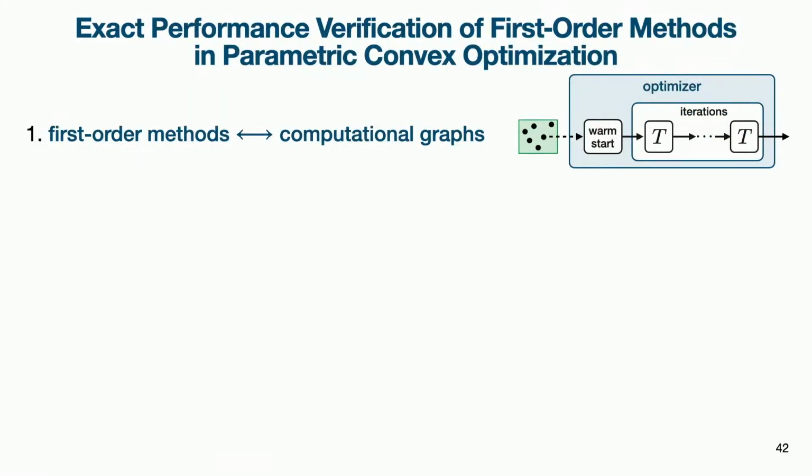So let me just conclude. I talked about several ways to analyze the performance of first-order methods and try to do it exactly for parametric convex optimization. The first thing I'd like you to remember is that there's a close connection between first-order methods, when you have a limited computational budget, and computational graphs.